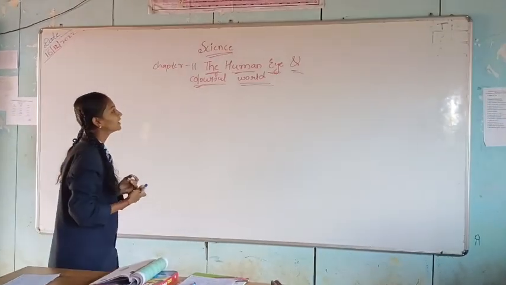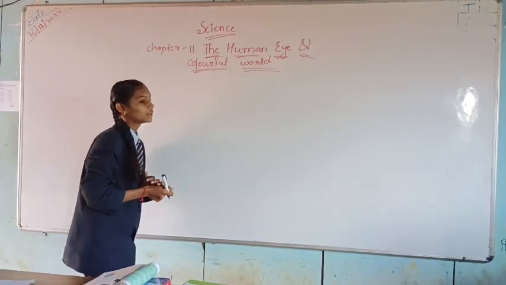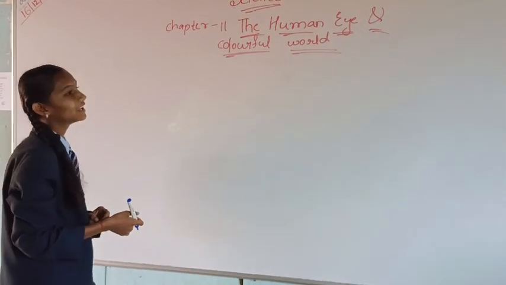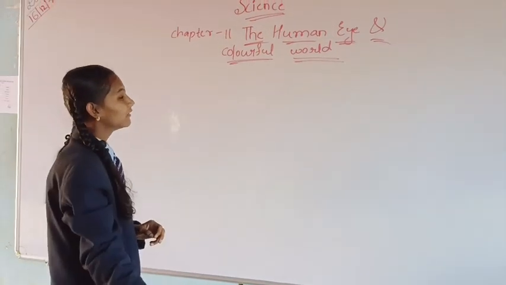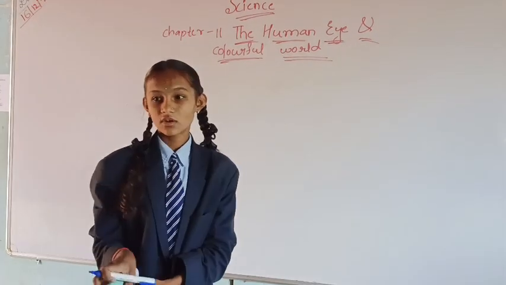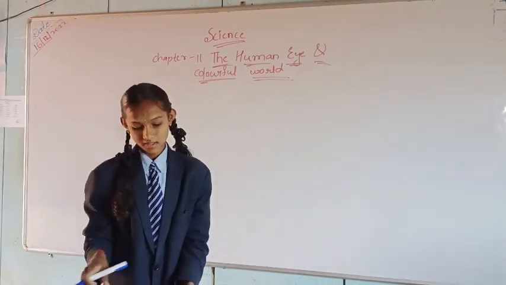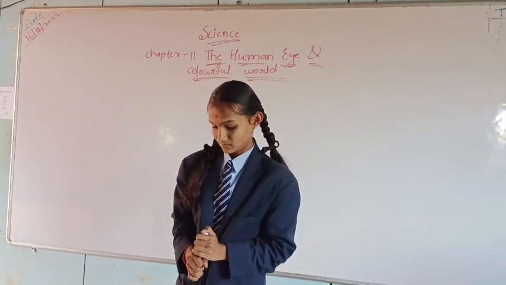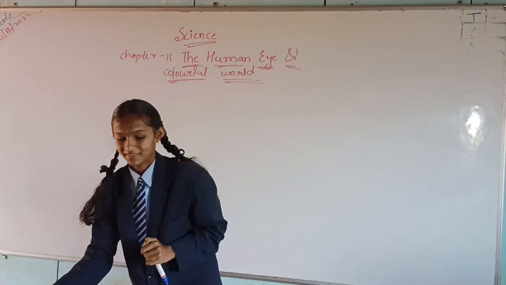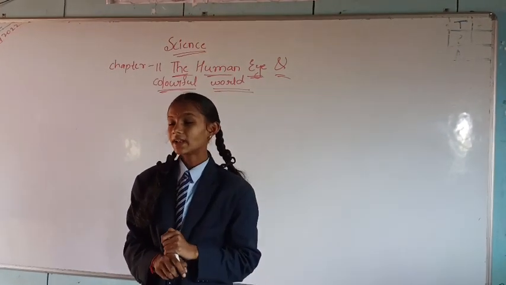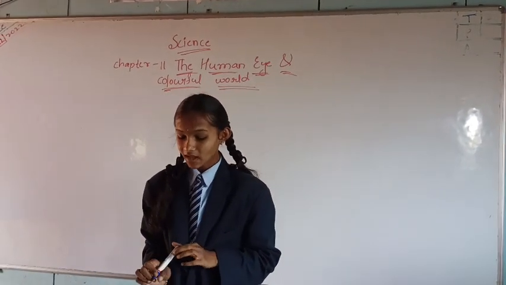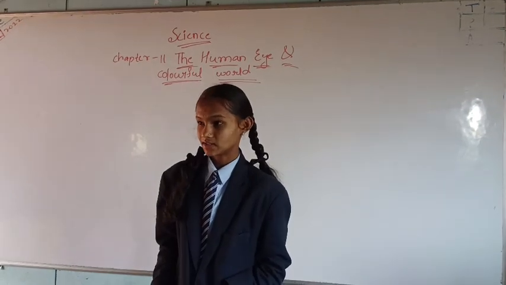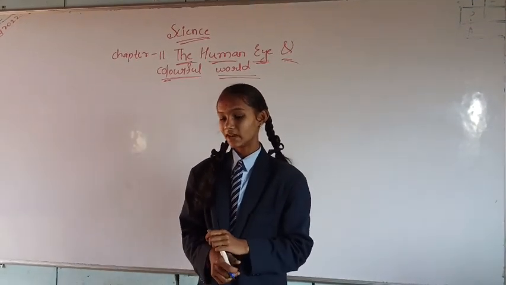The human eye and the colorful world. First, we will study the parts of the eye. The human eye works like a digital camera. What happens inside our eyes? We will study what happens inside our eyes.